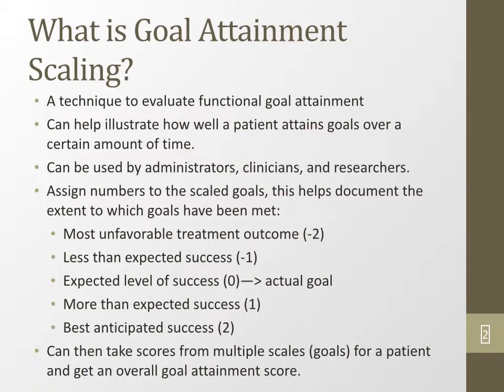These classifications are denoted on the side. They are referred to as the process of scaling goals. The clinician can combine all scores from multiple goals to get an overall goal attainment score. This process will be talked about later in the course.